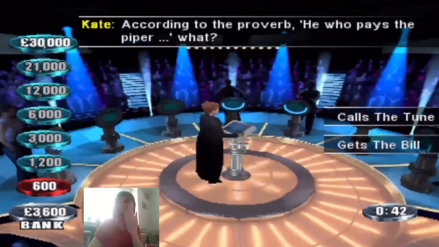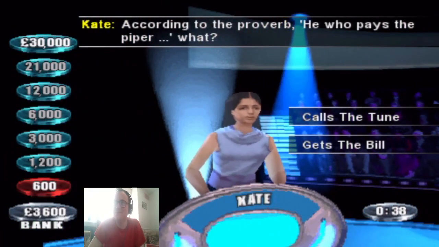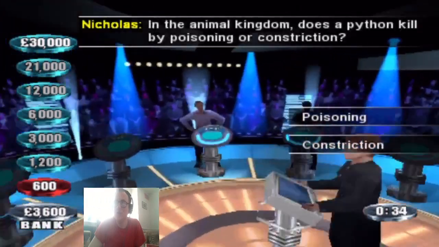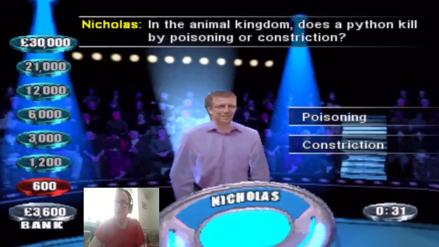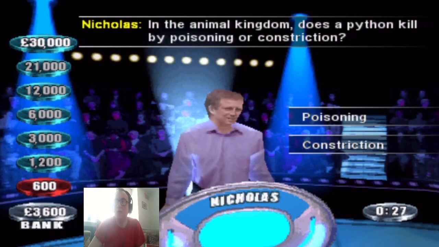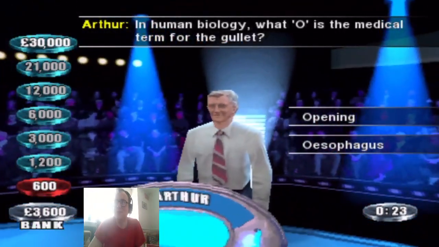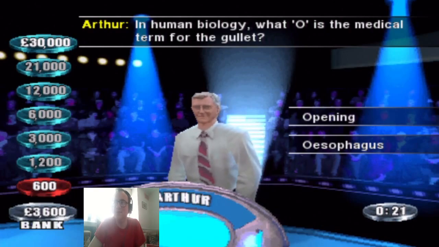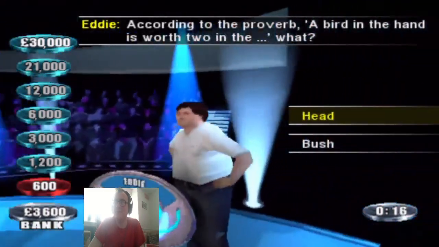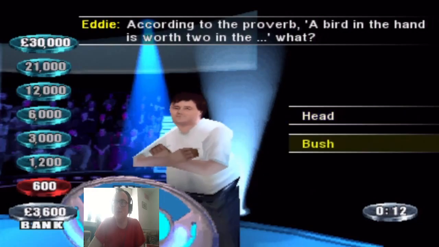Eddie, in science, dyspepsia is more commonly known as fainting? Wrong. Oh, right. No, shit. Which one of these is correct? I'm probably going to be voted off here. Pass. Okay, Kate might be voted off here, so this could be very, very close. Or it could be Nicholas. In science, what was the medical term for the gullet? Esophagus or opening? Pass. Okay. A bird in the hand is worth two in the bush. Correct.